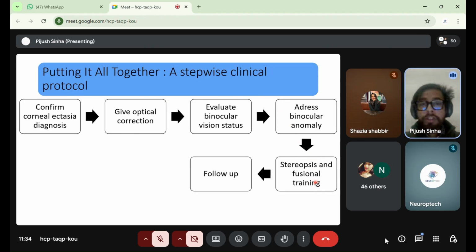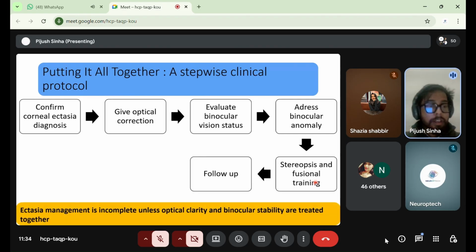Then stereopsis and fusional training. Call the patient for both contact lens follow-up as well as BV assessment. So the golden line: ectasia management is incomplete unless optical clarity and binocular stability are treated together.